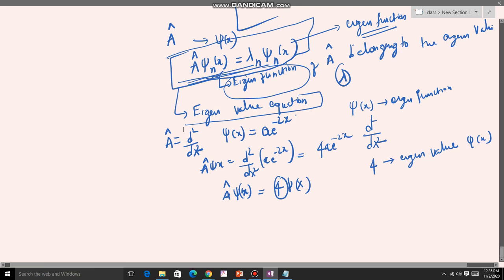To understand what the eigen value equation is, let us consider your operator as d square by dx square, and psi of x is a e to the power of minus 2x. Now d by dx of psi gives you minus 2a e to the power of minus 2x. d square by dx square of psi gives you 4a e to the power of minus 2x. Now what is your constant? Your constant is 4. This is called the eigen value.